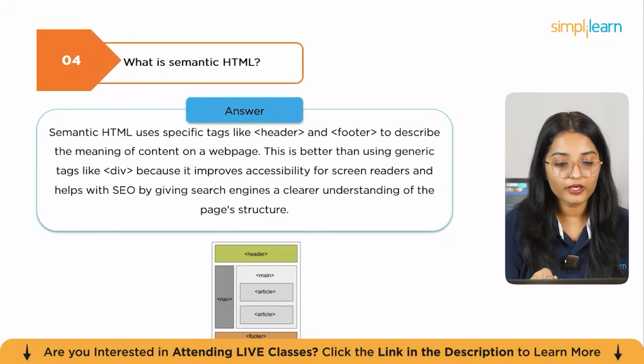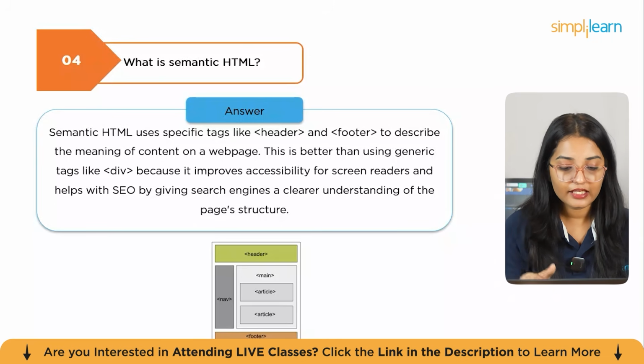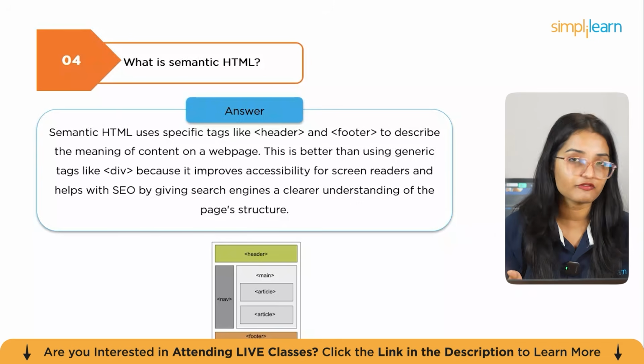So here you can see the format of the HTML, which is the header. Then we have the navigation bar at the left side. And then we have the main article, two more articles, and at last we have the footer section.